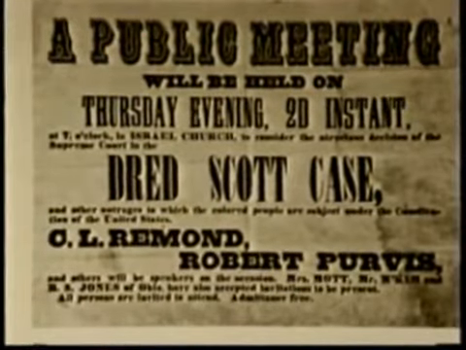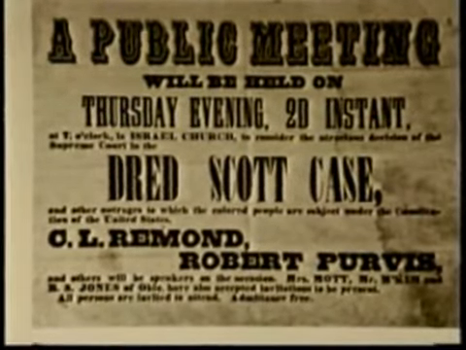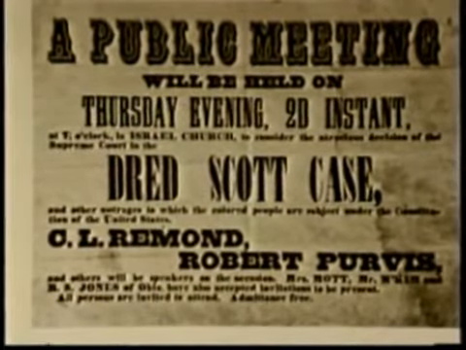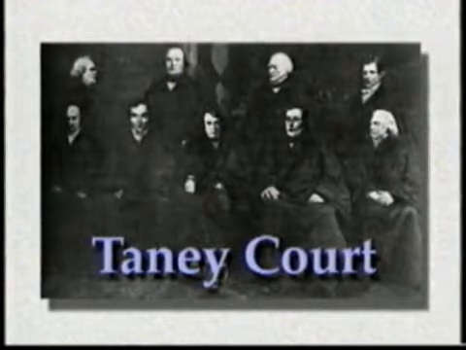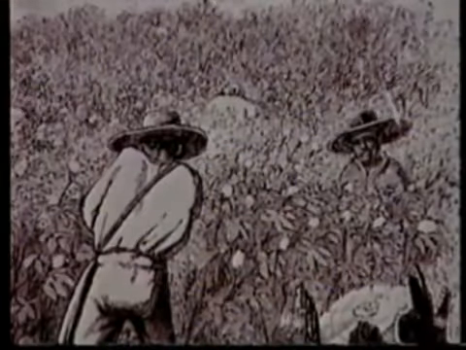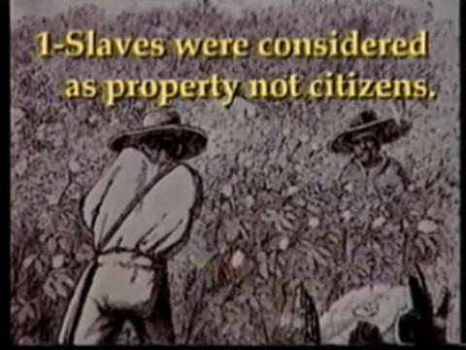To Taney, the Dred Scott case seemed to be the perfect occasion for the court to resolve the national controversy over slavery and the Constitution once and for all. Taney and the other justices made two fateful declarations. First, the court said Dred Scott was considered property. Therefore, he was not an American citizen and not entitled to sue in the courts.